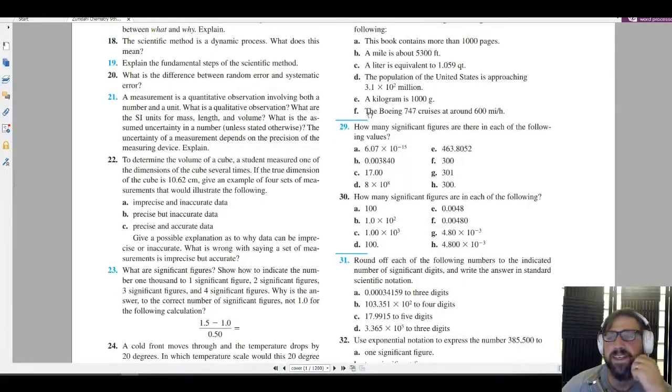There we go. So I noticed that some people are still having some problems with sig figs in pre-AP. So let's run through these real quick. This is just how many sig figs are in each of the following. So this first one, 29A, is in scientific notation.